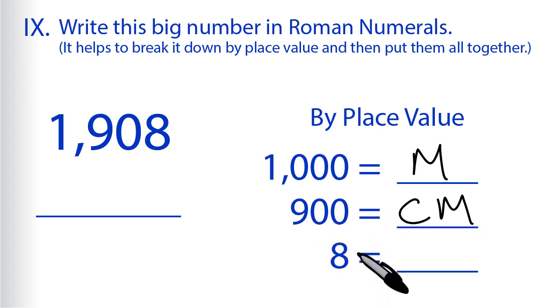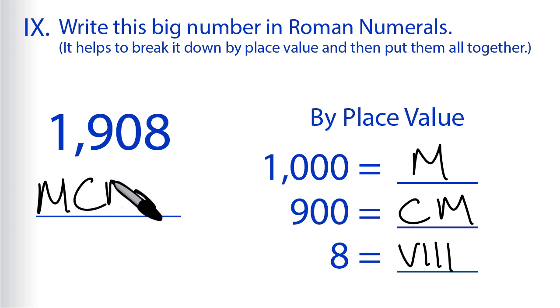And then we need to do the Roman numerals for 8. And for 8, we do 5 plus 3. So we have V, which is 5, and then 3 I's, which are 1 each. VIII is the Roman numerals for 8. And now we combine them all together, starting with the largest place value. So we start with the 1,000, which is M, and then the 900, which is CM, and then 8, which is VIII. So the Roman numerals for 1,908 are MCMVIII.